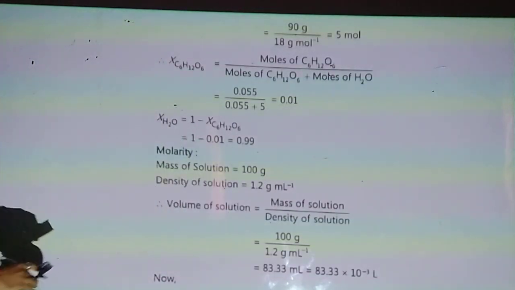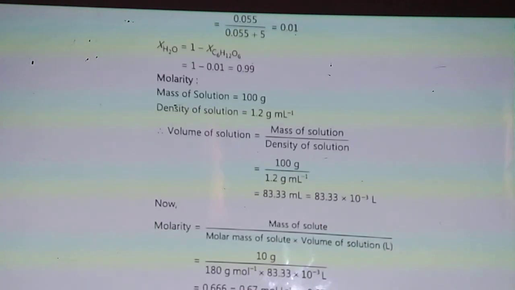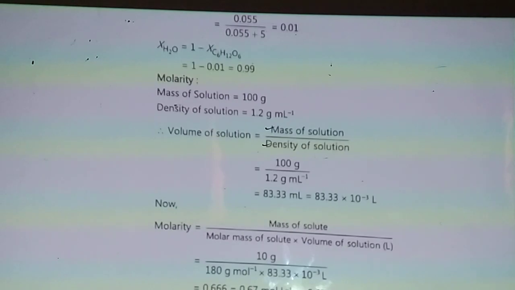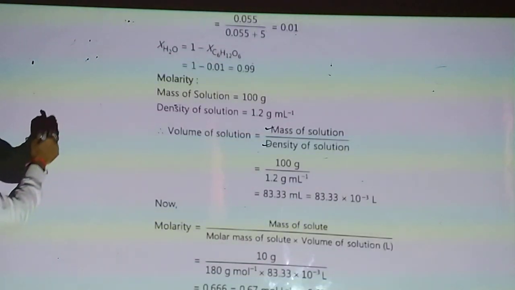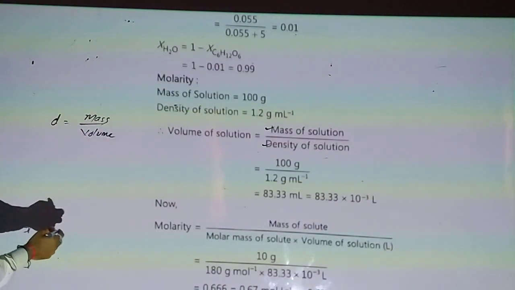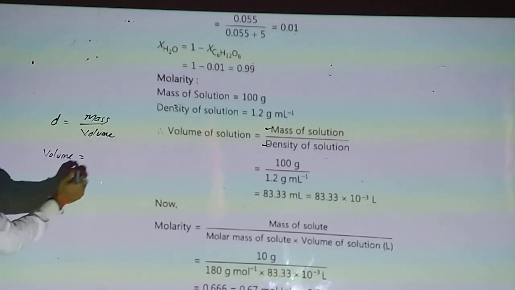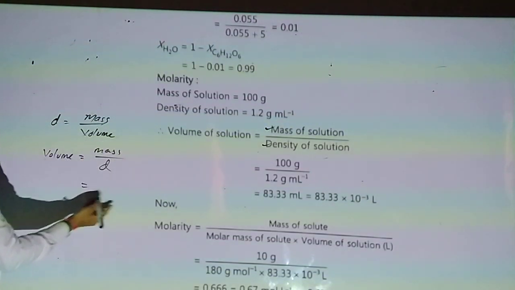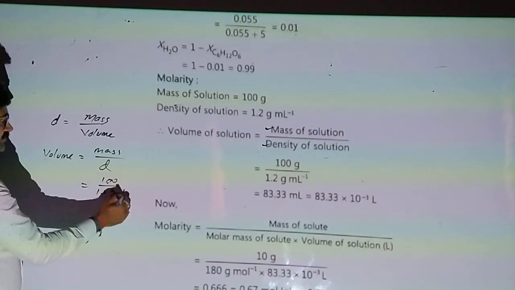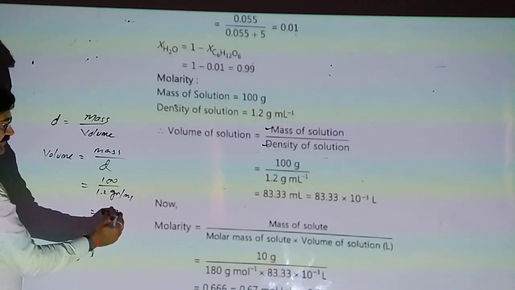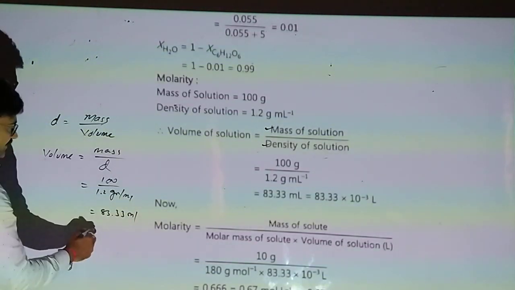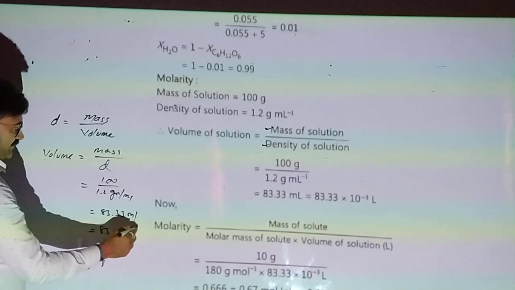Now molarity. Volume of solution is mass of solution upon density of solution. Density is equal to mass upon volume. So volume is equal to mass upon density. Mass is 100 gram. Density 1.2 gram per milliliter. So 83.33 milliliter. And in liter, 83.33 times 10 raised to minus 3 liter.